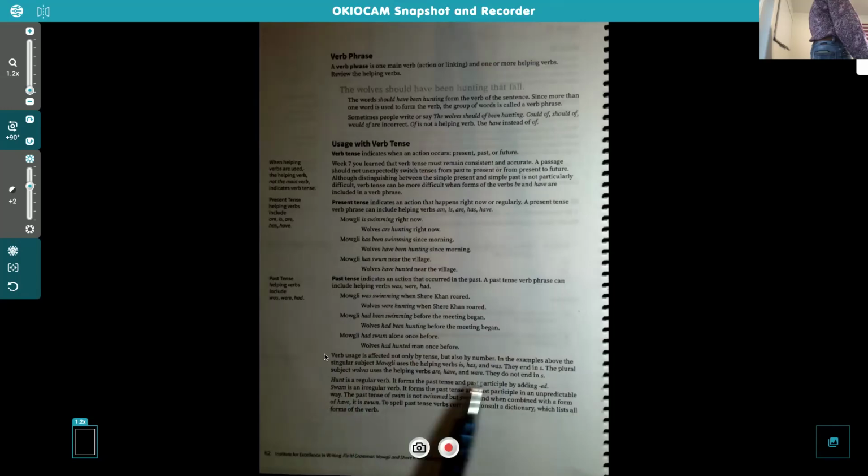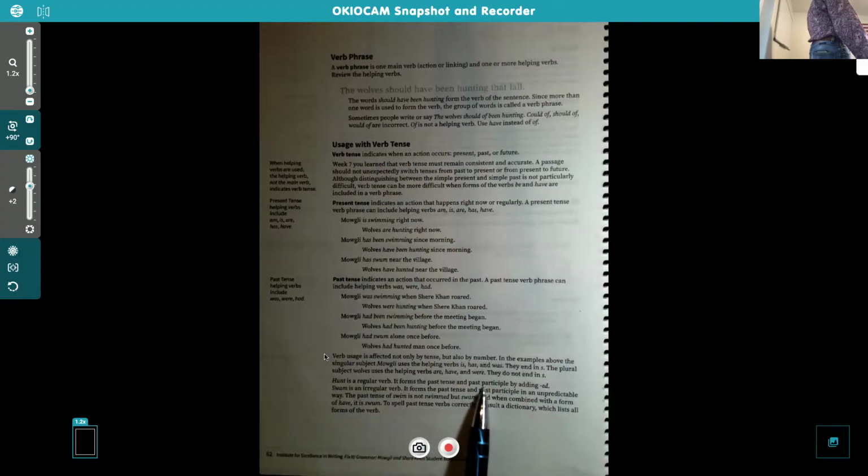And then it's talking about regular verbs and irregular verbs. Hunt is a regular verb. It forms a past tense and past participle by adding ed: hunted. But swam is considered an irregular verb. It forms a past tense and past participle in an unpredictable way. The past tense of swim is not "swimmed," but "swam." And when combined with a form of have, it is "swum." To spell past tense verbs correctly, consult a dictionary.